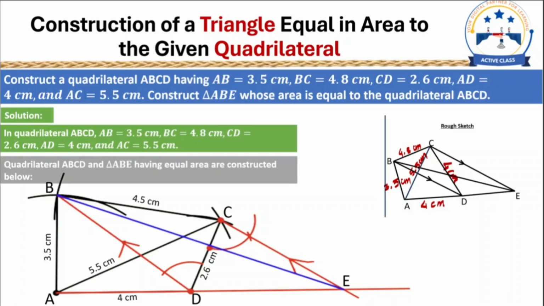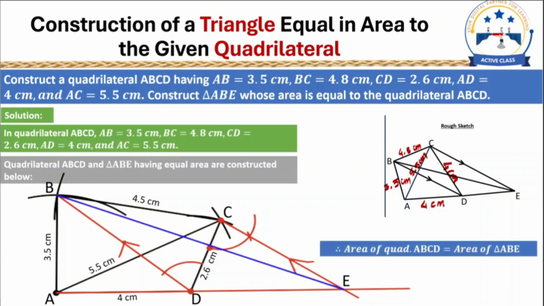If you are doing it in your notebook, this is how your complete solution looks. At the end, write the conclusion: area of quadrilateral ABCD equals area of triangle ABE.